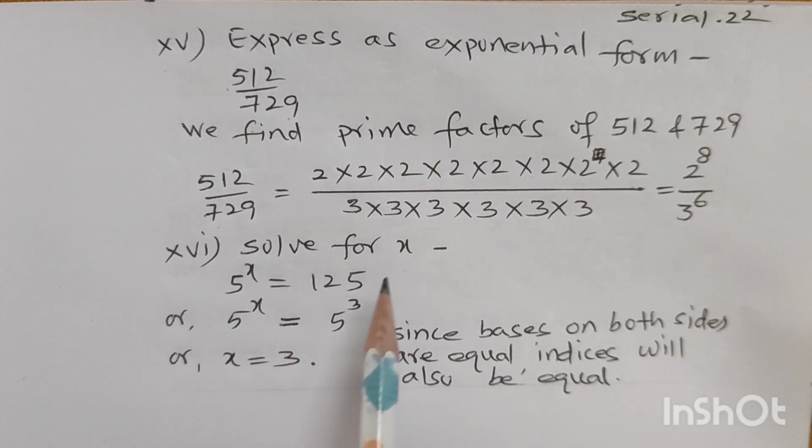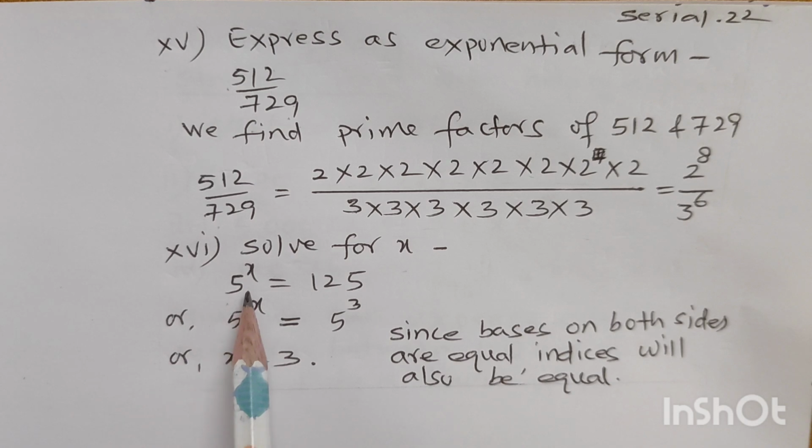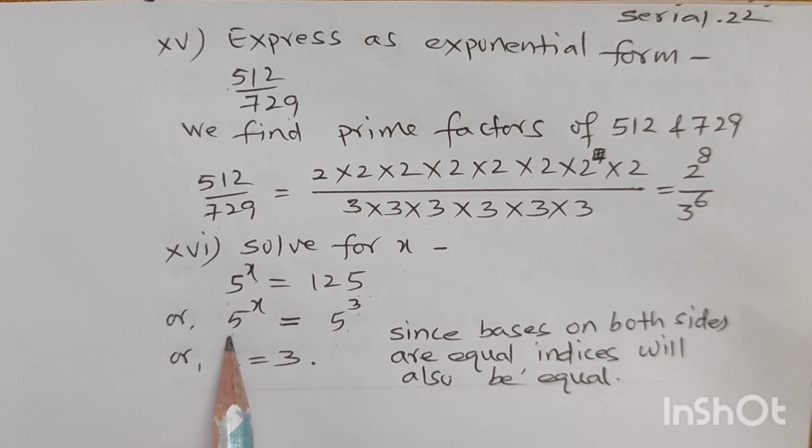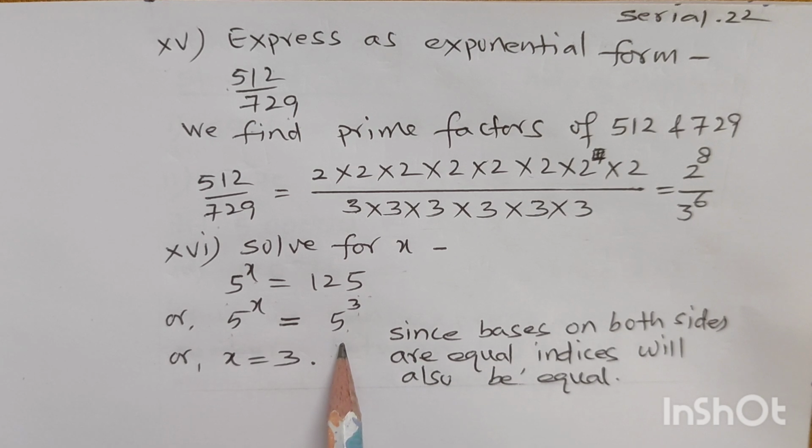This is another typical example. 5 raised to the power x is equal to 125. This is an equation. Now we say the right hand side 125 can be written as 5 raised to the power 3. 5 into 5 into 5 is 125. Now the left hand side and right hand side are equal. The base is the same, 5 here, 5 here. So if the bases are the same in this equation, the indices also must be the same. So x will be equal to 3. This is the answer.